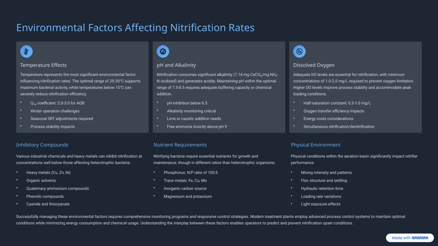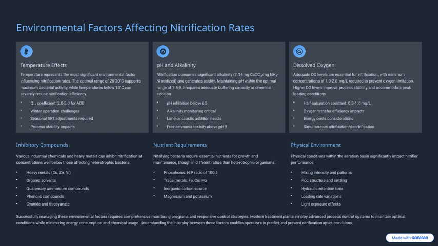Now, let's talk about dissolved oxygen, or DO, which is absolutely necessary for nitrification. A minimum concentration of about 1 to 2 milligrams per liter is needed to avoid oxygen limitation. Higher DO levels actually improve process stability and help handle peak load conditions. The oxygen transfer efficiency in the system also impacts energy costs, so optimizing aeration is a key part of efficient plant operation. Interestingly, in some cases, simultaneous nitrification and denitrification can occur, which adds another layer of complexity.